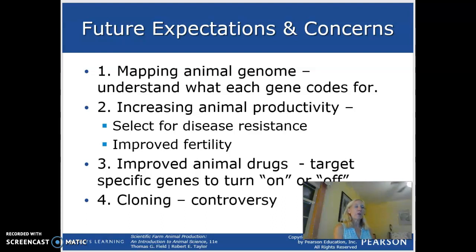Because it allows us to select for disease resistance, improve fertility, all the things that help us make animals more efficient in their productivity. It also can allow us to produce animal drugs that can target specific genes to turn on or off. And then we already talked a little bit about cloning in animal genetics in the last chapter.